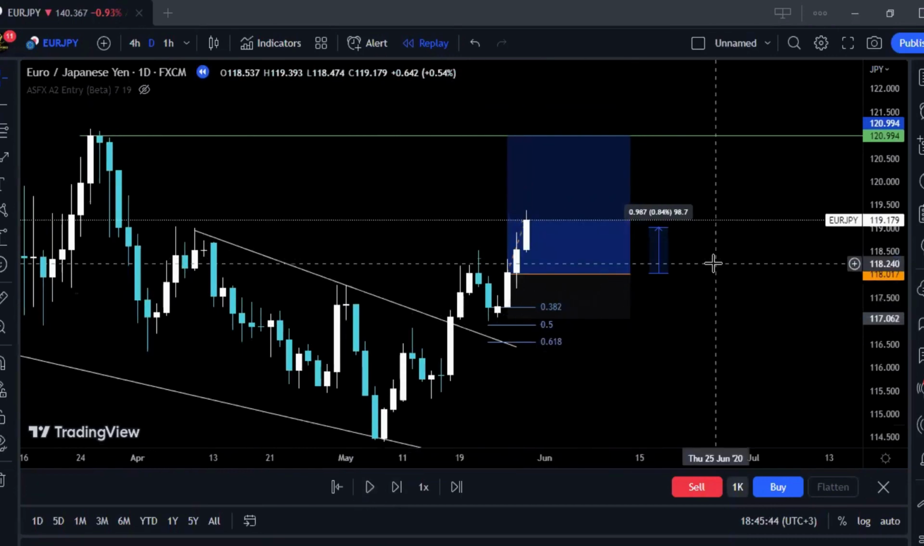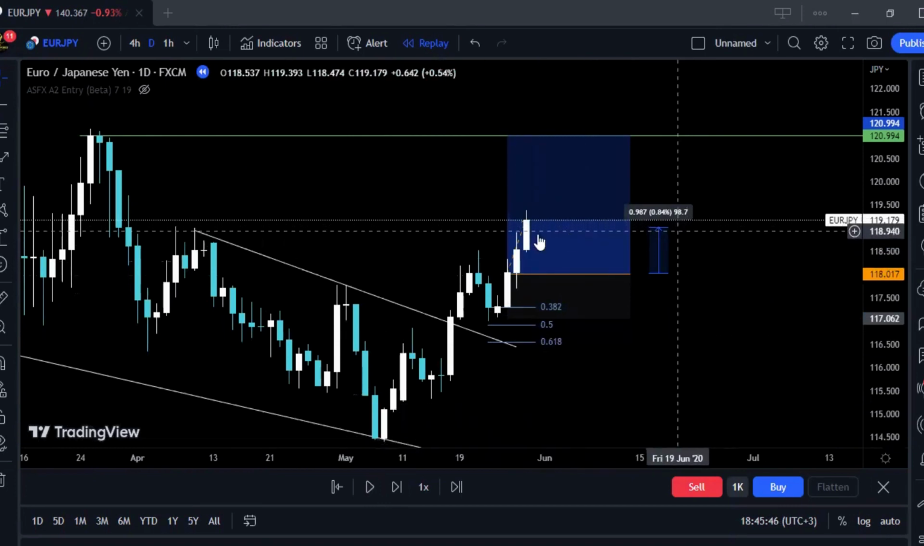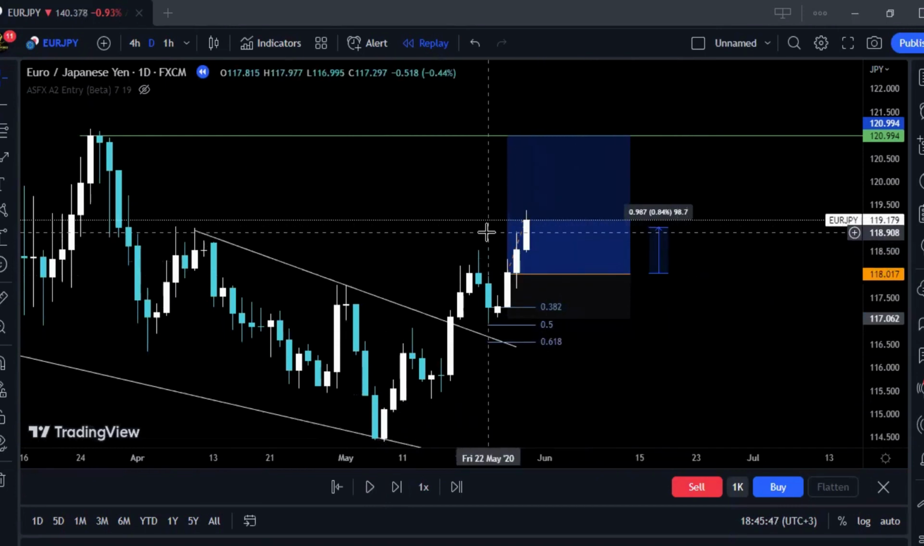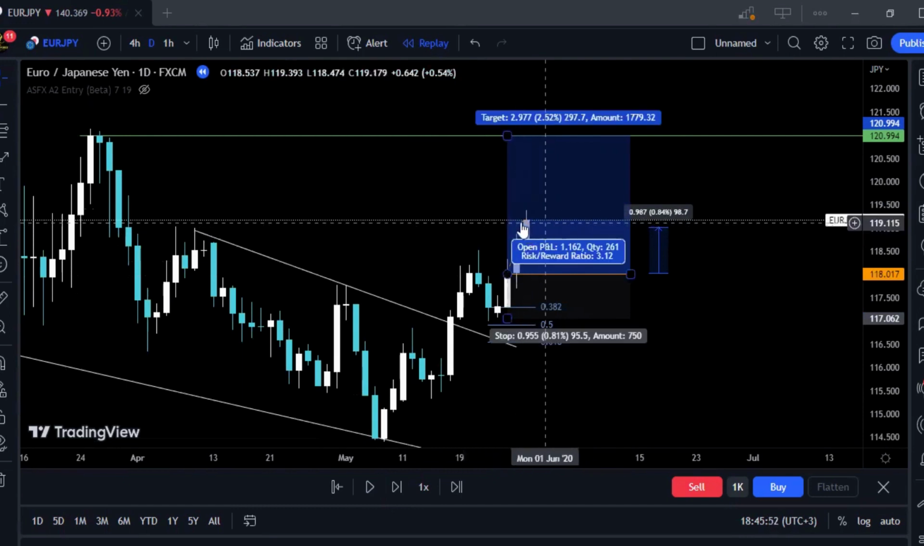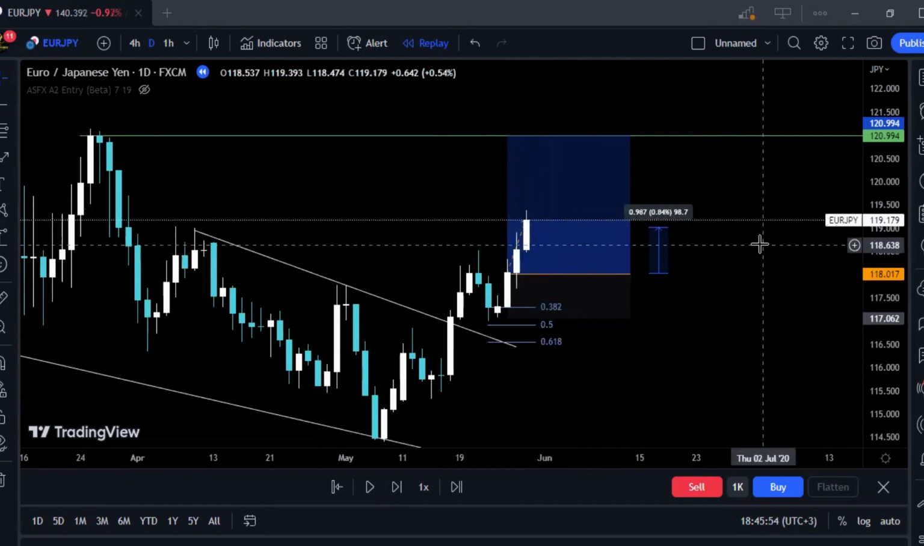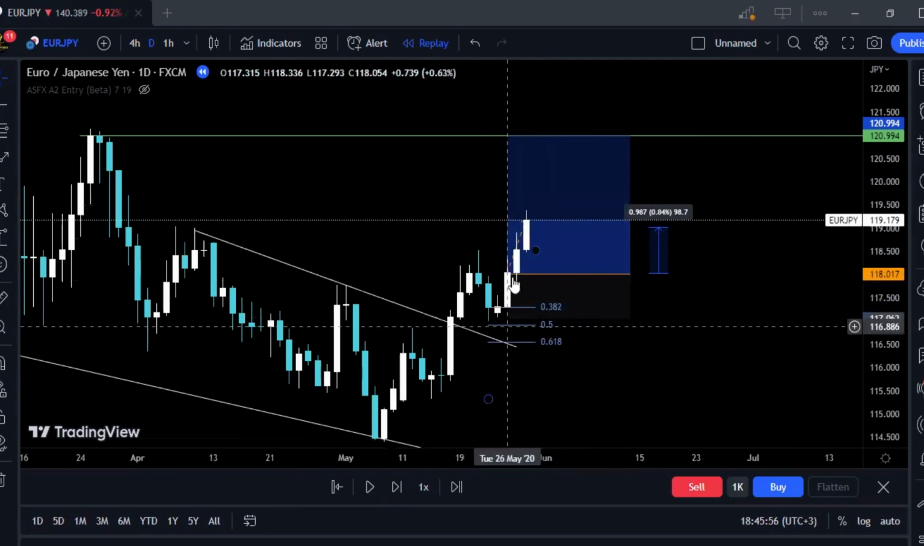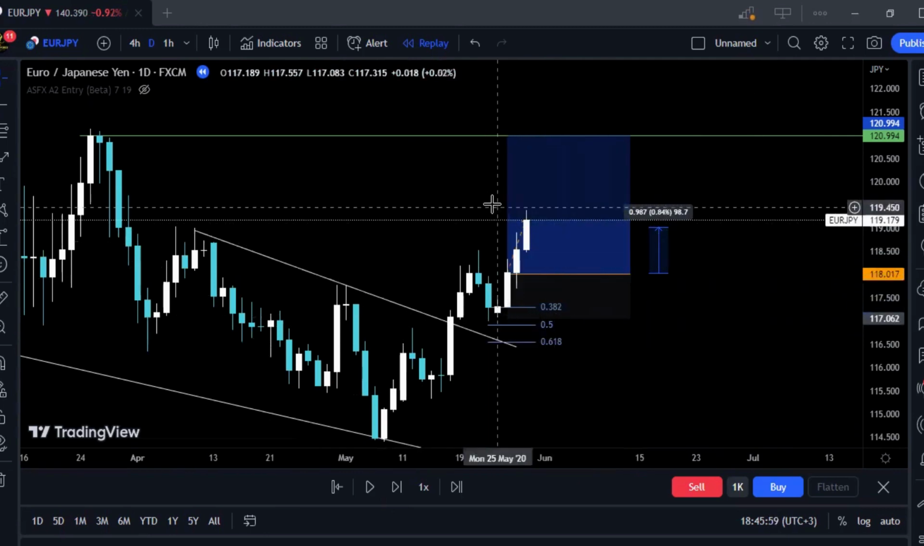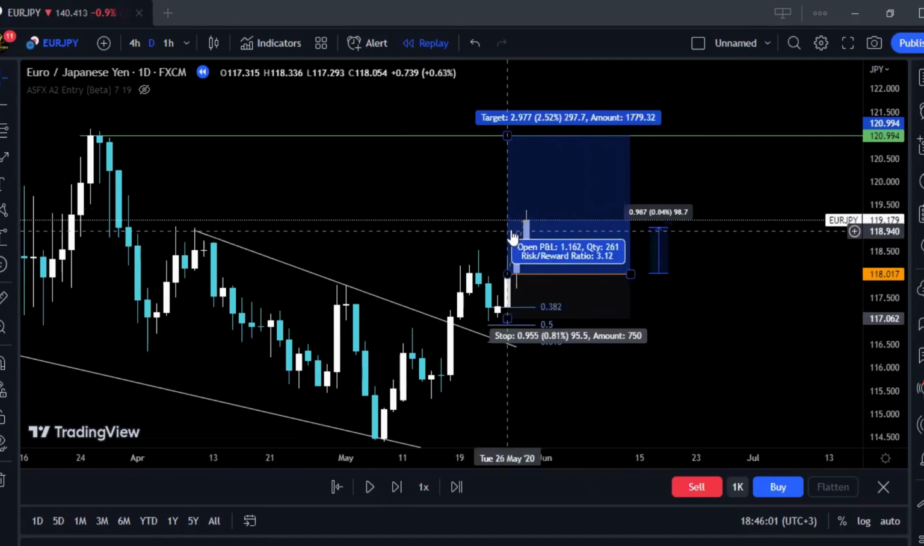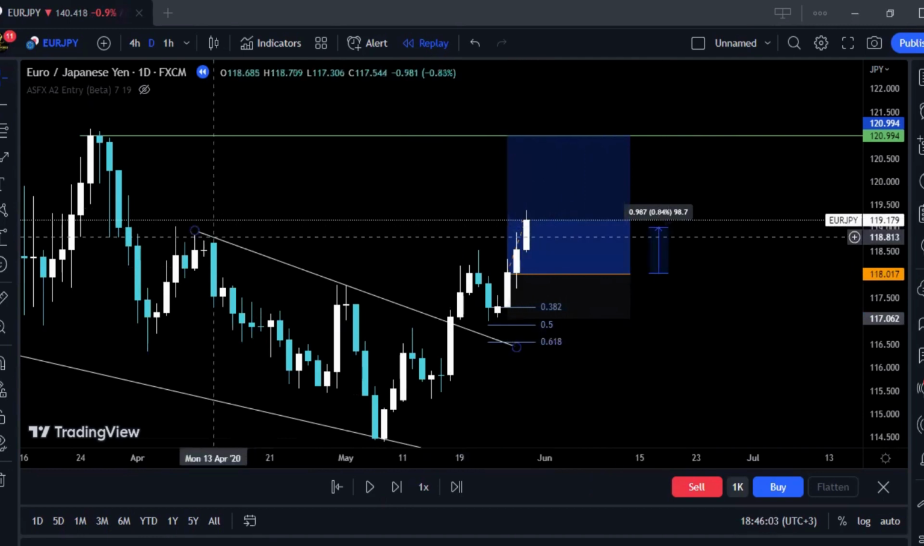Okay, so prices did tap. It didn't tap on the first day, so on the following day it did reach about 98 pips in our direction. So obviously this is a confirmation candlestick, so we took the trade. It has reached 1R in our direction, so we are at break even.